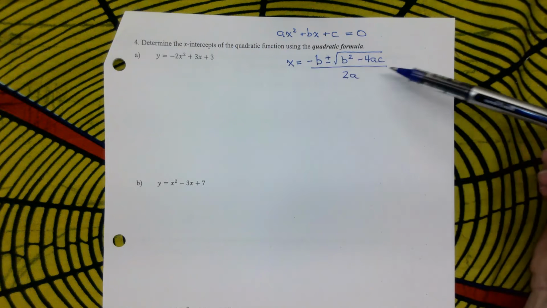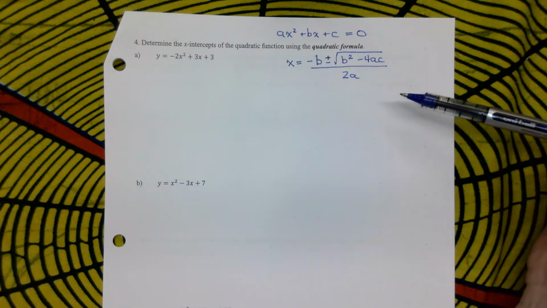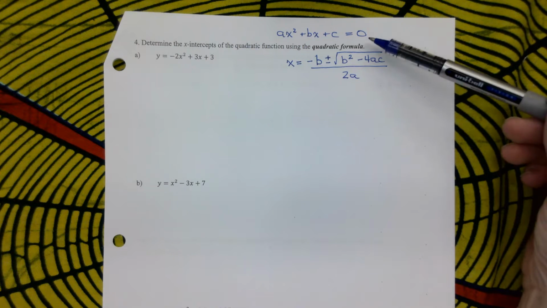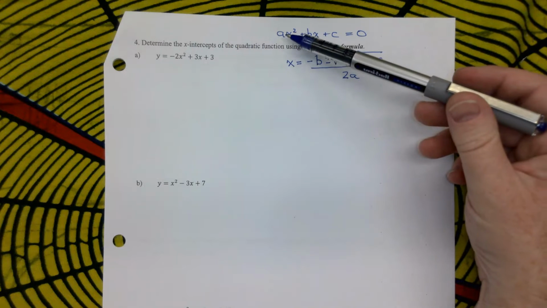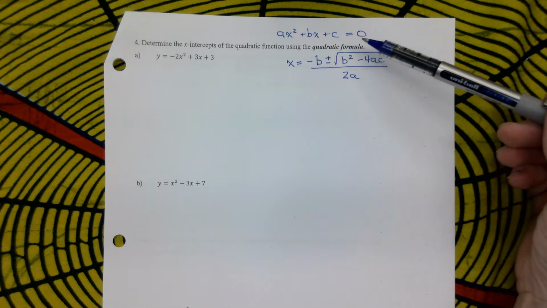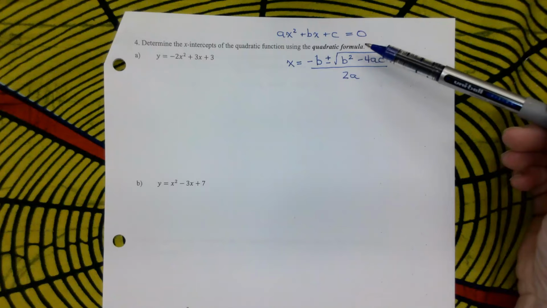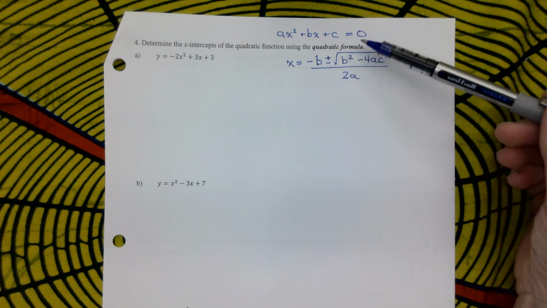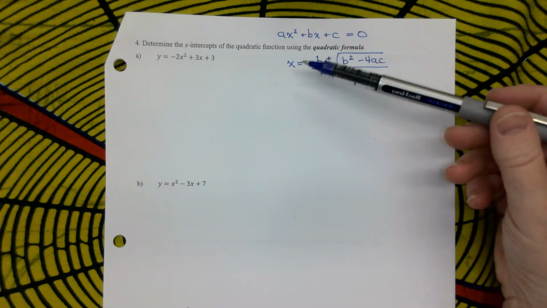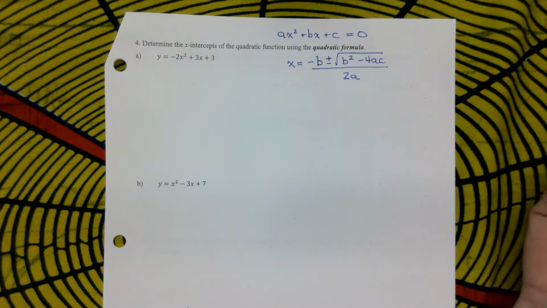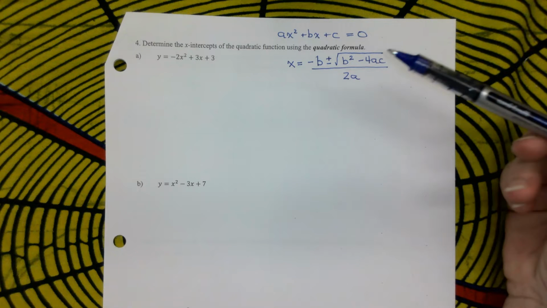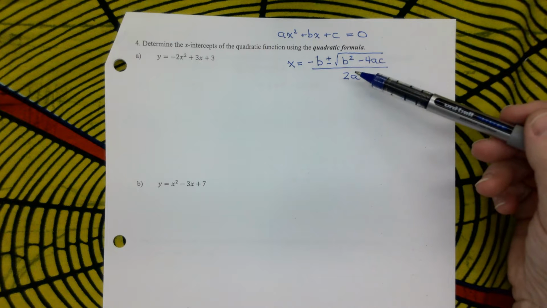So in class we actually worked through this, and we took this equation and we rewrote it in vertex form, set it equal to 0, and then actually worked through all the steps to get to this formula. So if you look back in your notes, you should be able to see that. But now that we've created the formula, we can go ahead and use it.